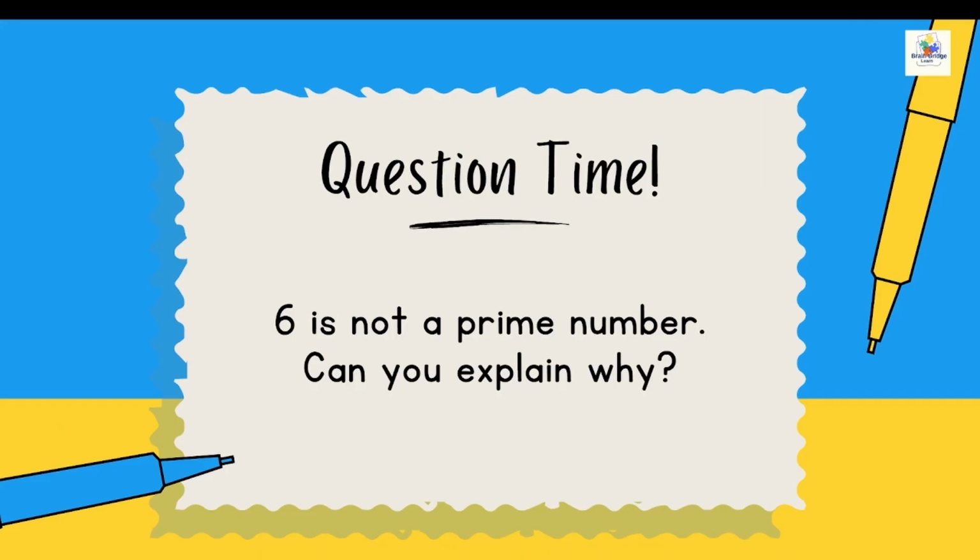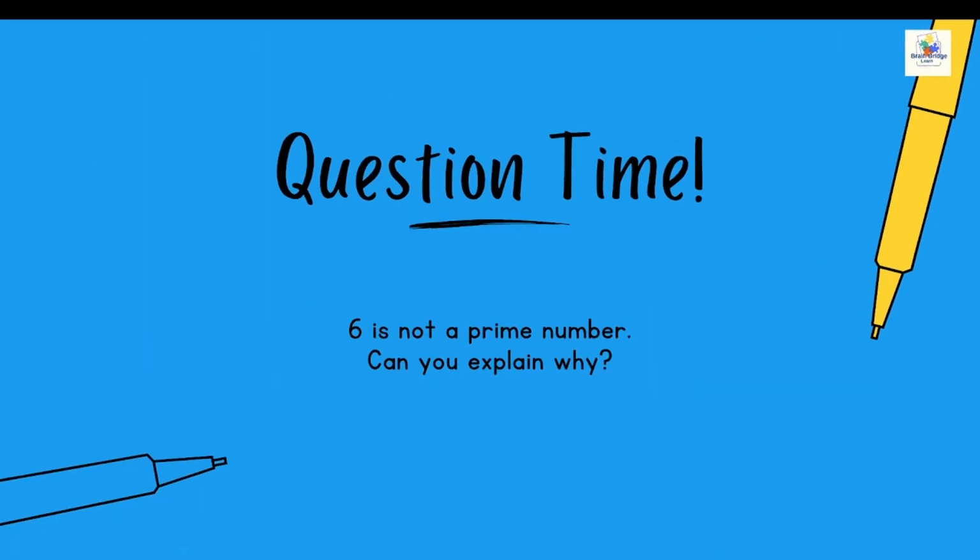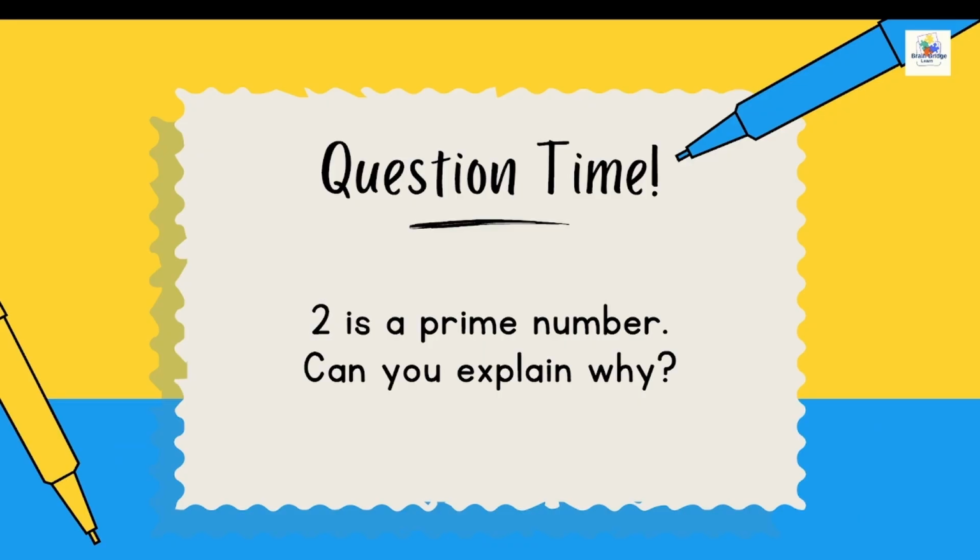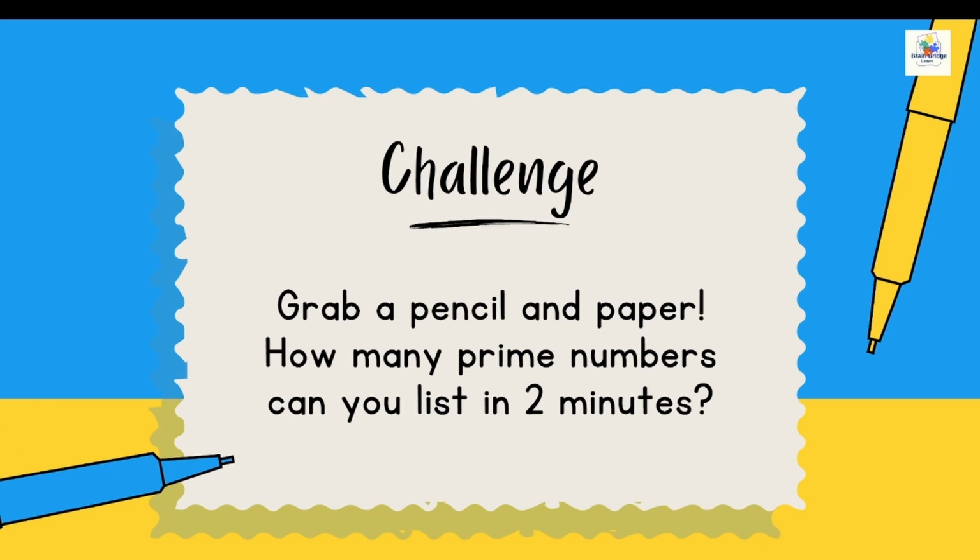Next we have, 6 is not a prime number. Can we explain why? Yes, we can explain why. 6 is not a prime number because it has more than 2 factors, as 3 and 2 are also factors of 6. Next we will have, 2 is a prime number. Can we explain why? Yes, 2 is a prime number because it has only 2 factors, 1 and the number itself. Next we will have a challenge.